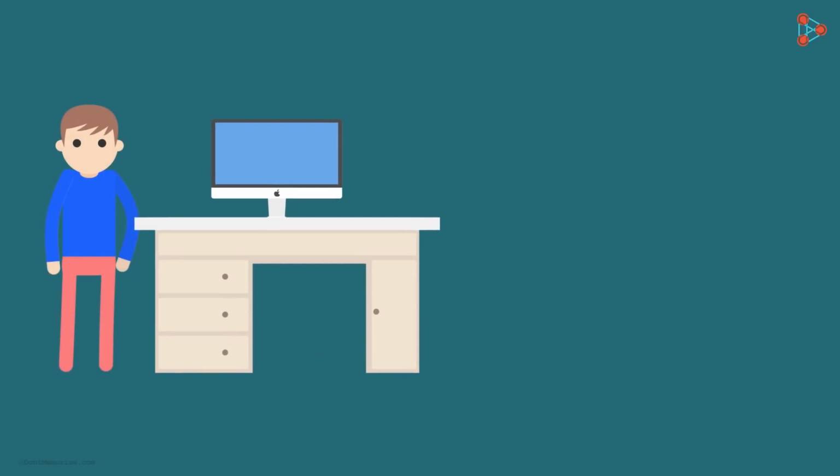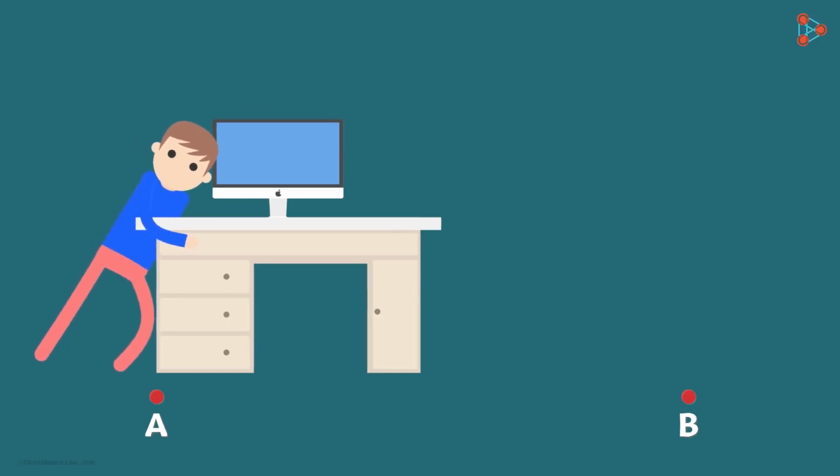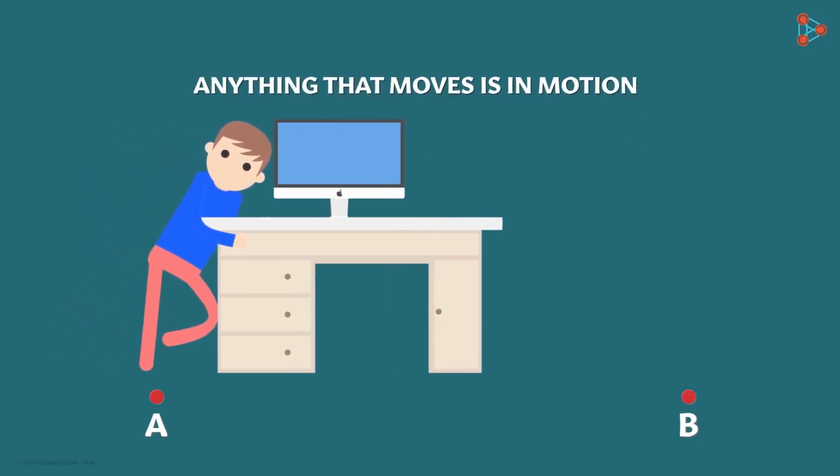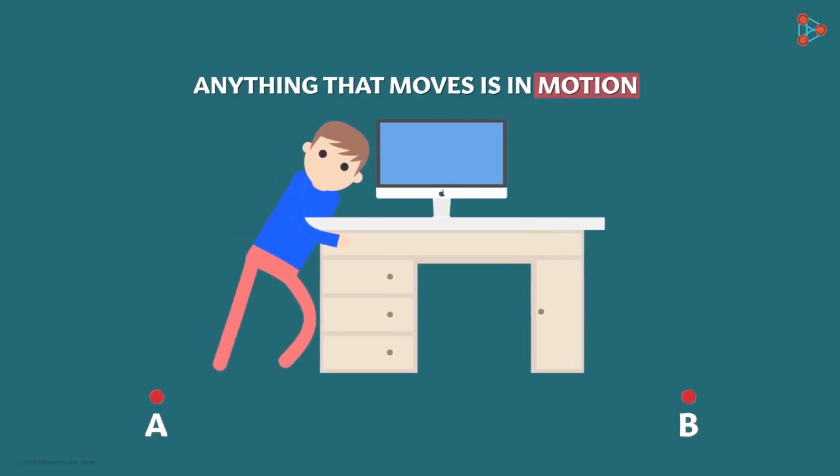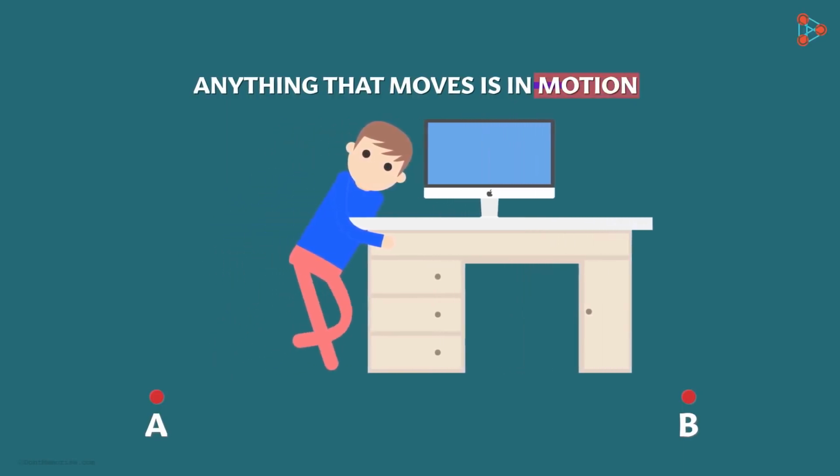Ben wants to move this table from point A to point B. What will he do? Yes, he will push it in the direction of point B. You see that as he pushes the table, it starts moving. Anything around us that moves, we say that it's in motion. So this table is in motion.